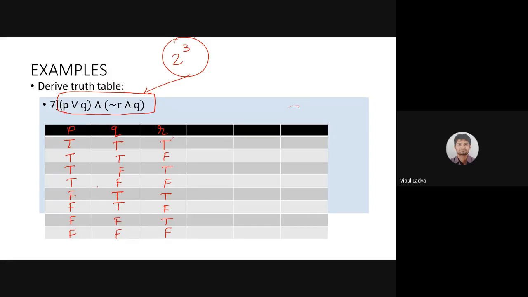I'm labeling the 3 statements as P, Q, and R. Now, we are looking to have the truth value of this particular compound statement. For that, I need a disjunction of P and Q. So let me go for the disjunction of P and Q. When we are looking for the disjunction of P and Q, I'm just worried about both these columns. I will be focusing on these 2 columns only.